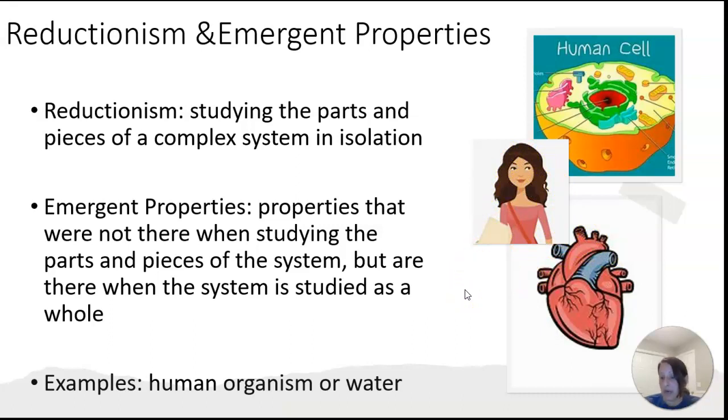There's a bit of a problem, though, when we take apart the parts and pieces of a complex system. We don't know if when we put those parts and pieces back together, if we're going to get what are called emergent properties. So these are properties that are not there when we study the parts and pieces in isolation. But when we put those parts and pieces back together, when we look at the whole, these new things kind of show up.